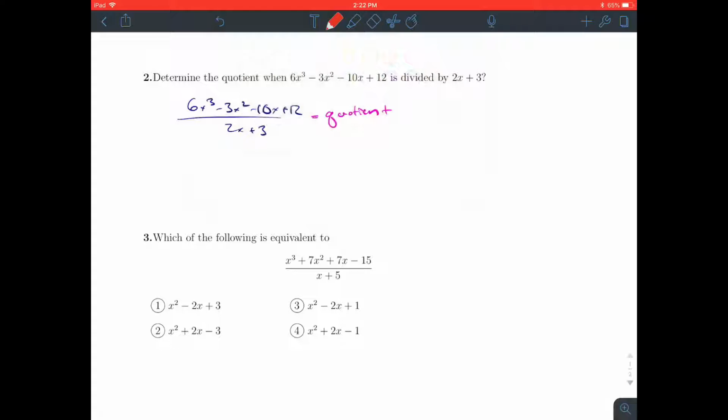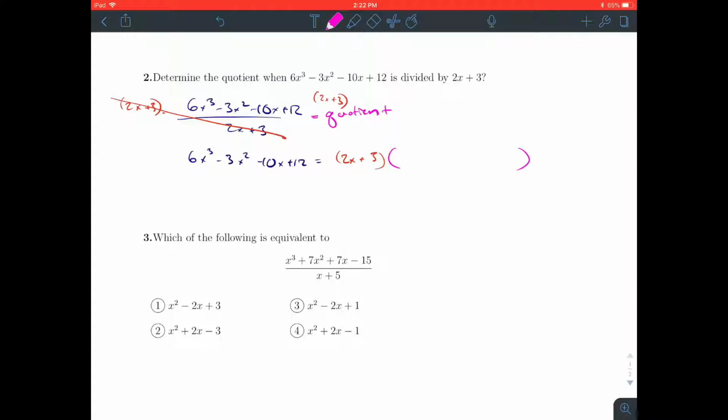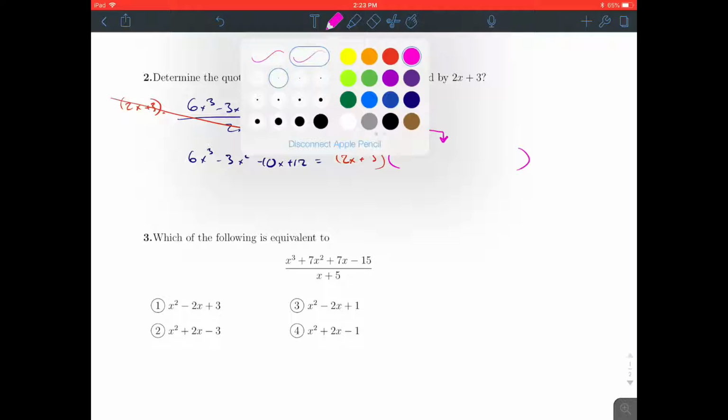Now to turn this into a multiplication problem, what we can do is we can say, well, to get rid of the division, multiply by 2x plus 3 on both sides of the equation. This cancels out, giving us 6x cubed minus 3x squared minus 10x plus 12 equals 2x plus 3 times whatever our quotient is. So, because we're trying to find the quotient, we don't have any of the terms. So we need to figure out what each term is to make this work.